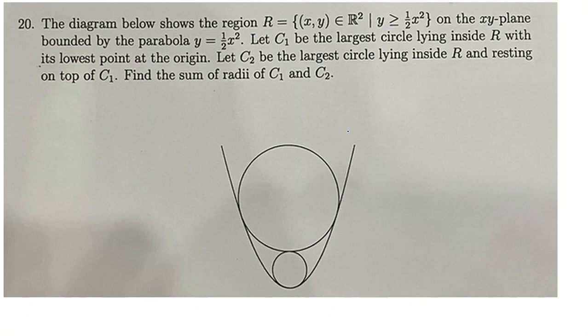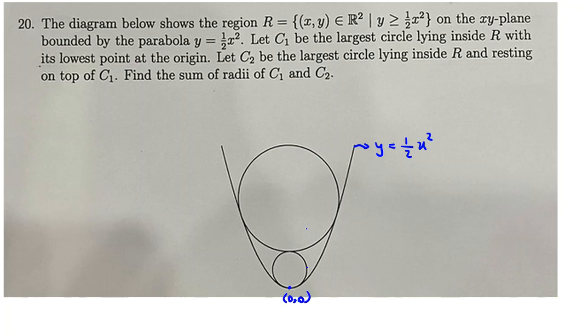Y is greater than or equal to this. Okay, so this diagram is y equal to half x squared on the xy plane, bounded by the parabola y equal to 1/2 x squared. When it says y greater than or equal to this, it means this area. Okay. Let C1 be the largest circle lying inside R. Here, it means this one. And with its lowest point at the origin. Okay, so this is 0, 0.